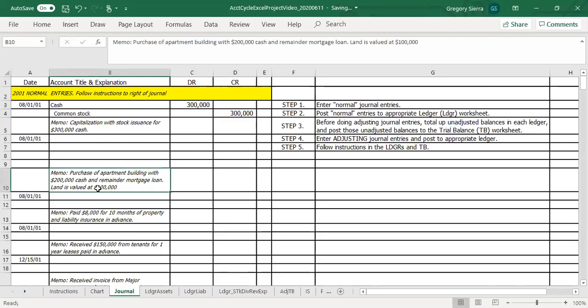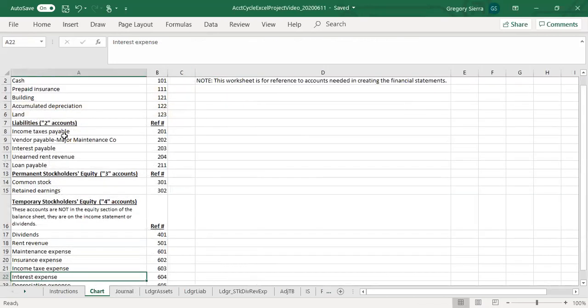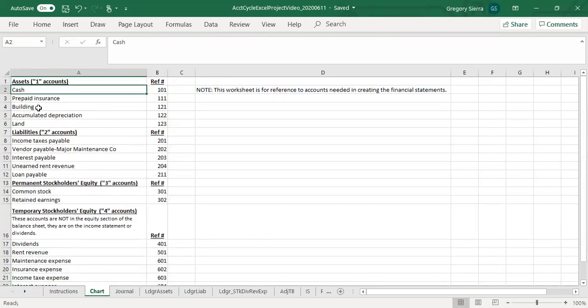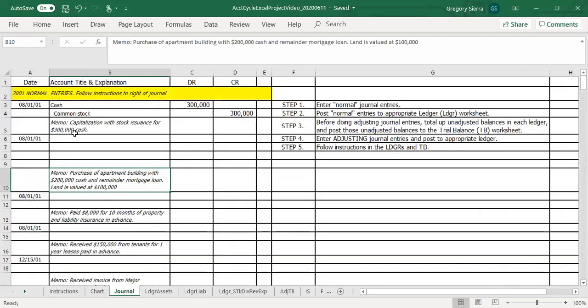Now they purchase an apartment building. They put $200,000 cash down, and the remainder is a mortgage loan. The land is valued at $100,000. So let's go look at the chart real quick. We have a cash account, we have a building account, we have a land account. And what about liabilities? We won't call it mortgage loan. We'll use this account called loan payable.